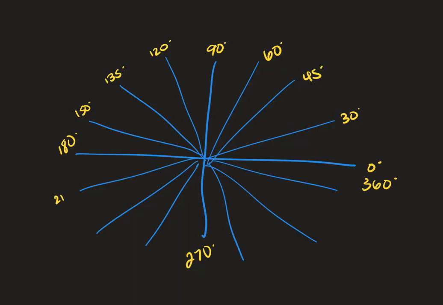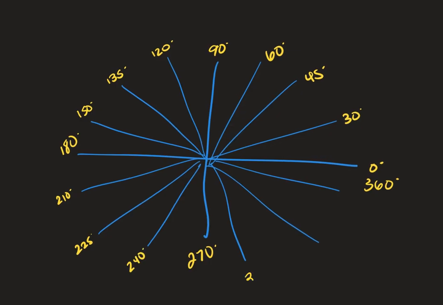Add 30, 210. Add 15, 225. Add 15, 240. Add 30, I'm at 270. Add 30, 300. Add 15, 315. Did I miss one down here? No, I didn't. Add 15, 330. Add 30, I'm at the 360. 1/3 the way done, right?